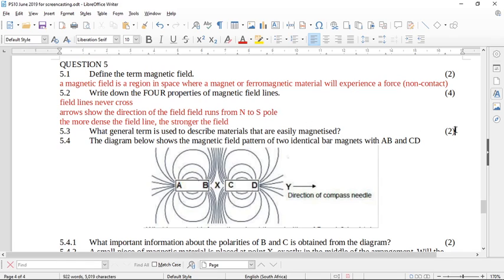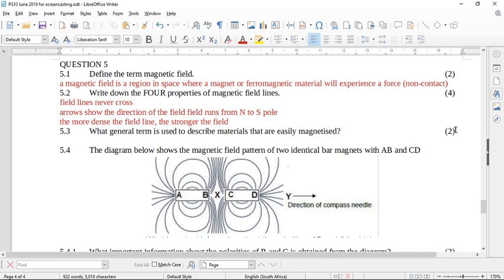So what general term is used to describe materials that are easily magnetized? You can only magnetize ferromagnetic materials. So sometimes if it's easily magnetized, it's often a soft magnet, but here they're just looking for the term ferromagnetic.